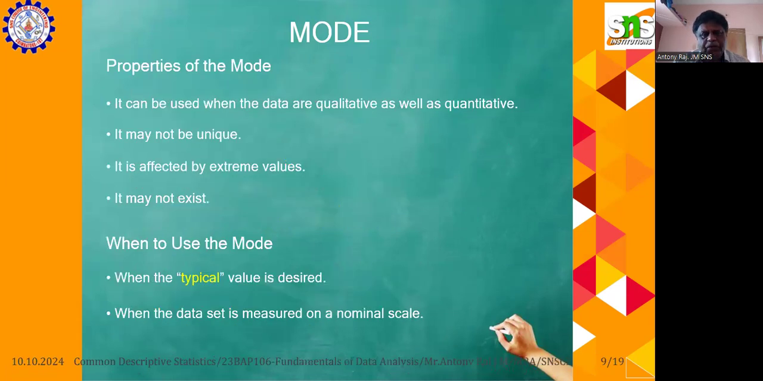And the properties of the mode. We can use it when the data are qualitative as well as quantitative. It may not be unique. It is affected by extreme values. And it may not exist. Sometimes there might be a situation where we have completely unique values and no repetition of the values, and then there is no mode in this case. Mode is used when the data is measured on a nominal scale and when the typical value is desired.